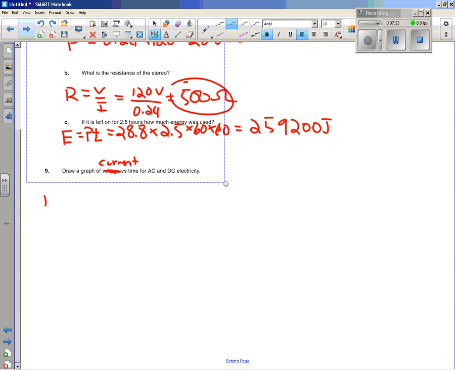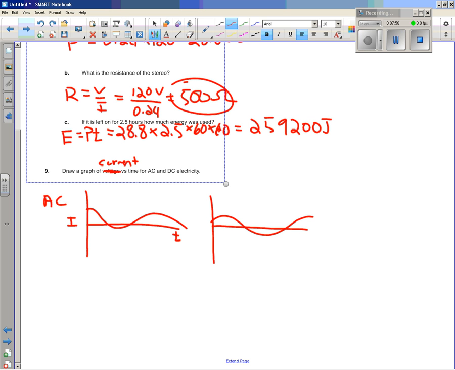Anyways, for AC, this is time. Alternating current basically looks like a sine curve. It goes back and forth, into the negatives, into the positives, into the negatives, into the positives. That actually looks a little ugly. It should go as far into the negatives as it does into the positives. It should be a nice smooth sine curve. That looks a little better, like that.